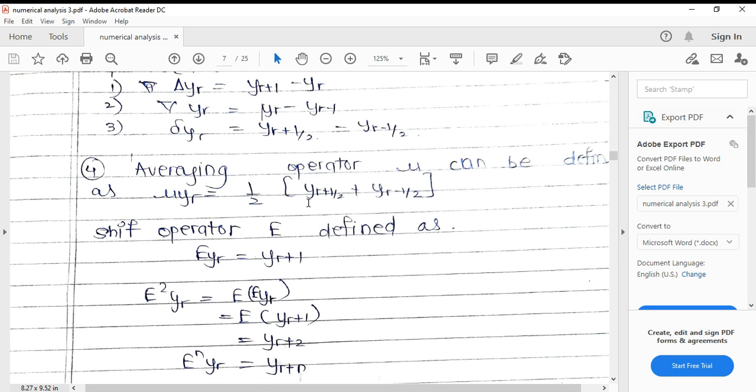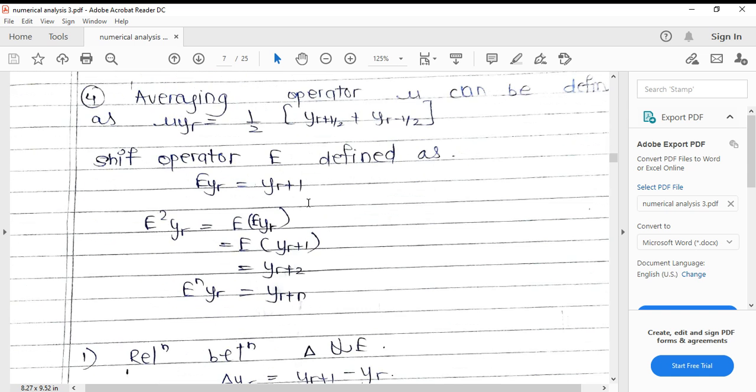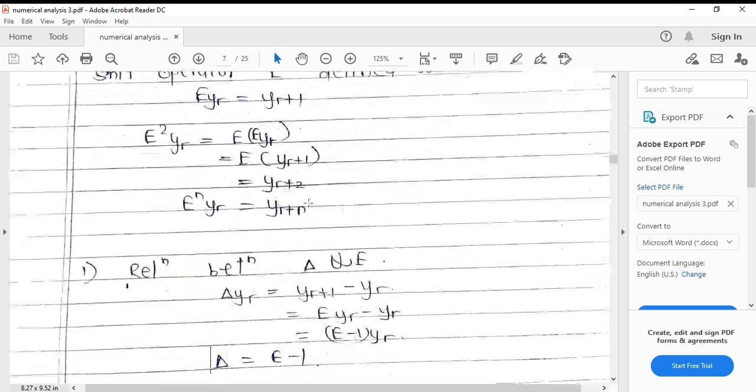So what will be E squared? If you apply E squared to y0, it will give you y2. So here also you can see E squared y_r will be y_(r+2). So what will be E raised to n y_r? It will be y_(r+n).